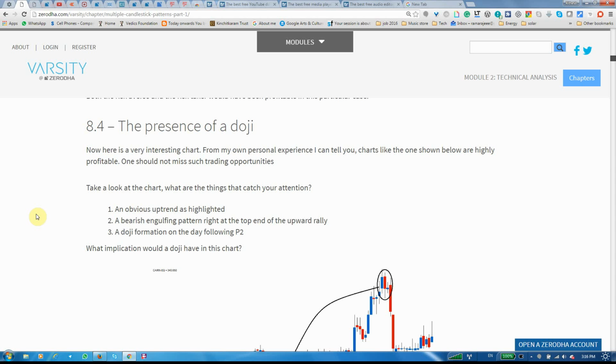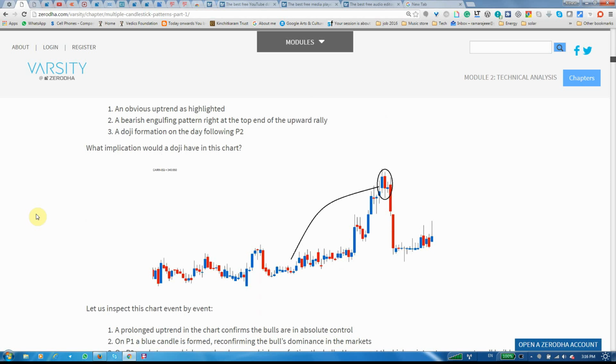An obvious uptrend is highlighted. A bearish engulfing pattern right at the top end of the upward rally. A doji formation on the day following P2. What implication would a doji have in this chart? Let us inspect this chart event by event.